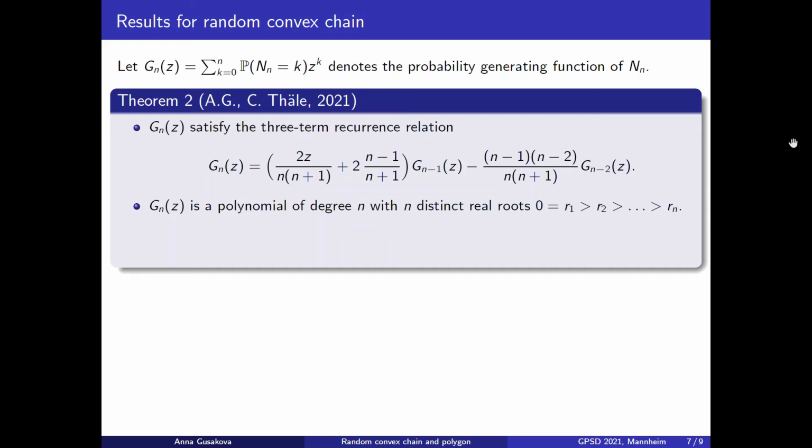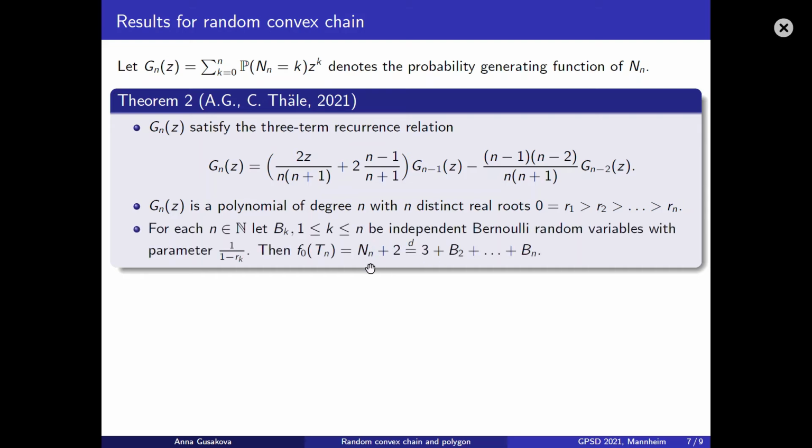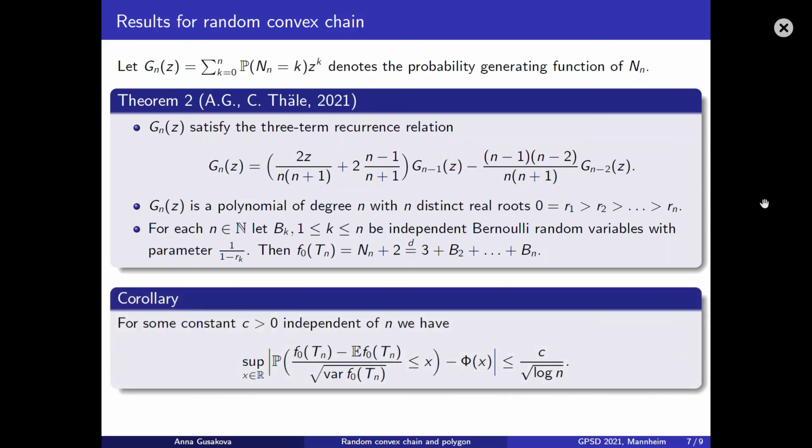Again, from this fact, it directly follows that this random variable, the number of vertices of Tn, can be represented as a sum of independent Bernoulli random variables with parameters 1 over (1 minus rk), where rk are the roots of the probability generating function. Then, applying the standard tools for sums of independent random variables, we also obtain a Berry-Esseen bound for the number of vertices of Tn in the following form, which we believe is optimal, since C is a constant independent of n, and here we have something of the order of the square root of the variance.